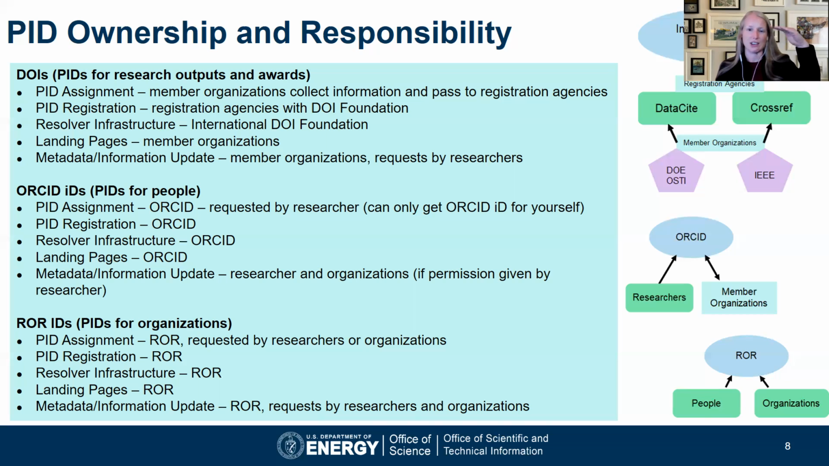You have the International DOI Foundation, you have the registration agencies, and then you have member organizations underneath that. And so they have various responsibilities. For the actual assignment of the persistent identifier, that responsibility goes to the member organizations. The reason is that they need to actually collect the metadata or information and pass that on to the registration agencies to actually register that DOI.